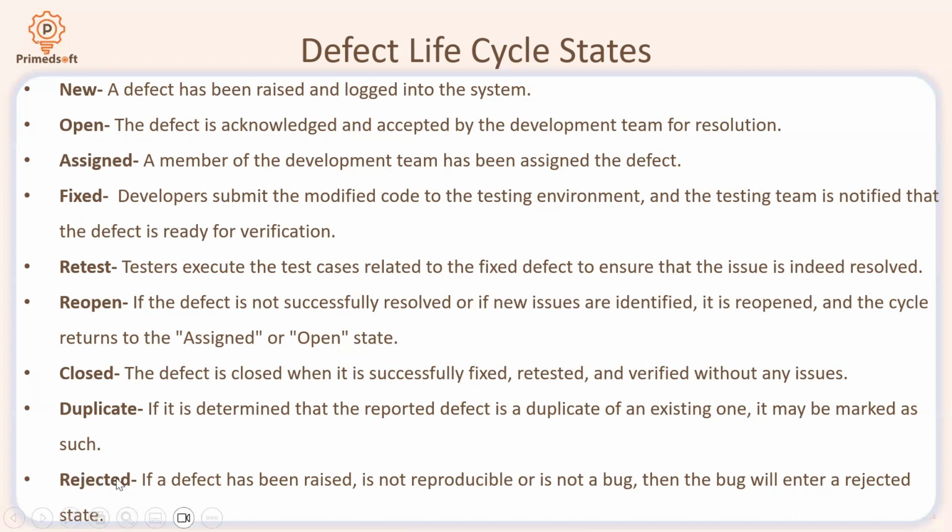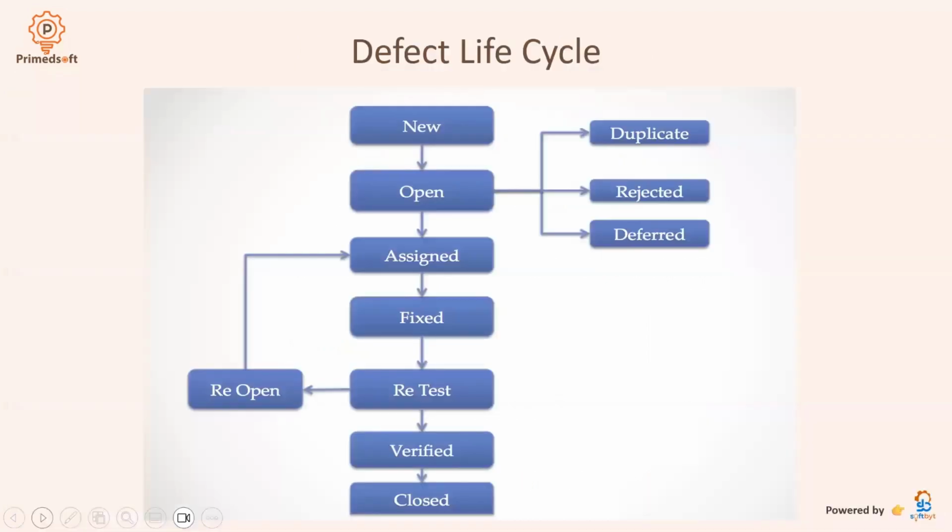So we have rejected. If a defect has been raised and it's not able to be reproduced, you've raised a bug, the development team or someone else has picked it up, the person is not able to reproduce it, the bug is no longer there, it will be rejected. So that is the state of rejected. Okay, so now let's look at how it flows.